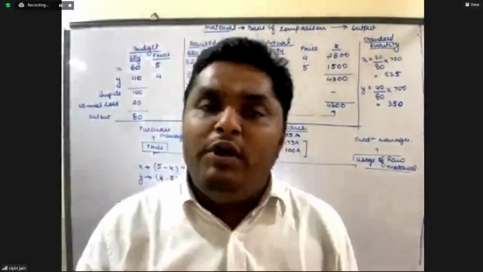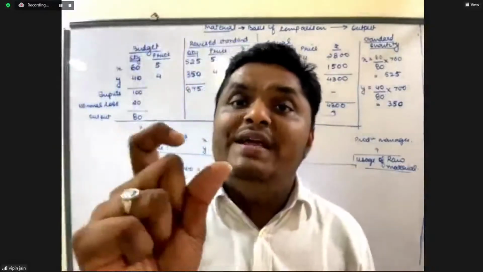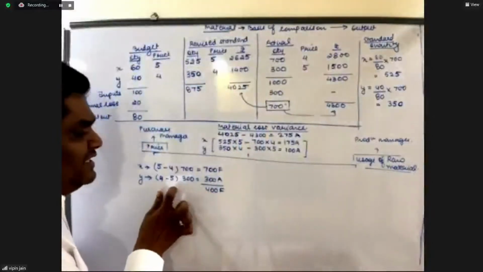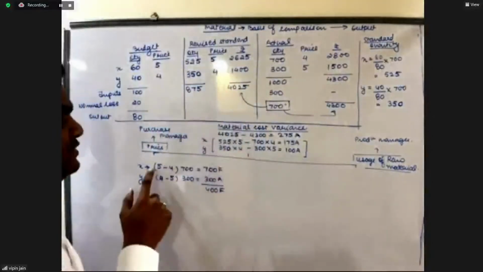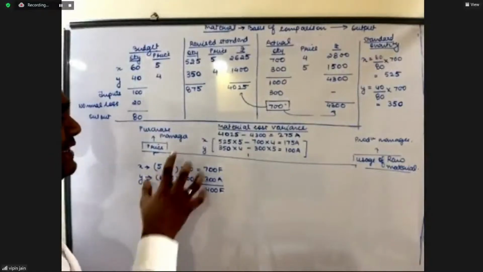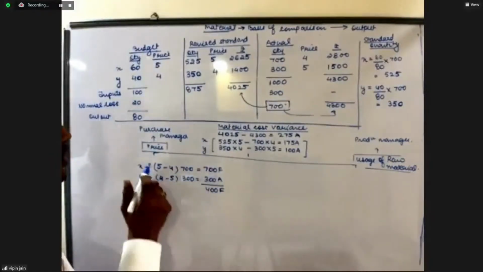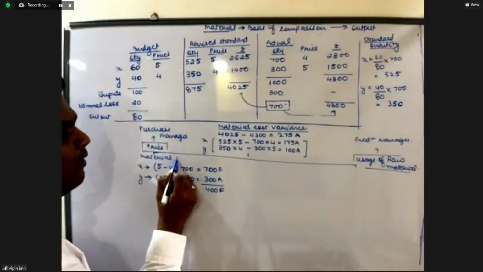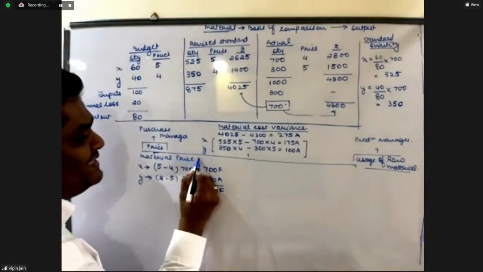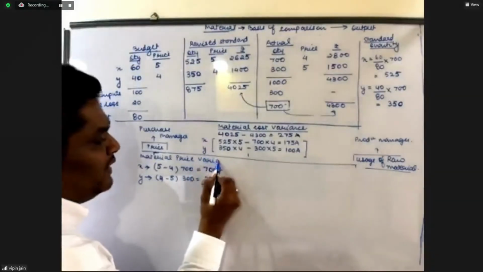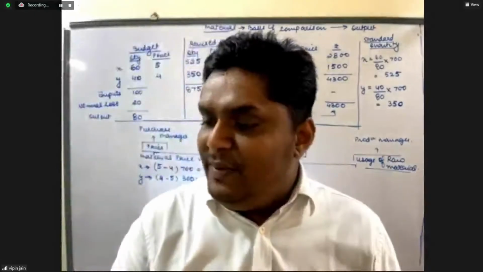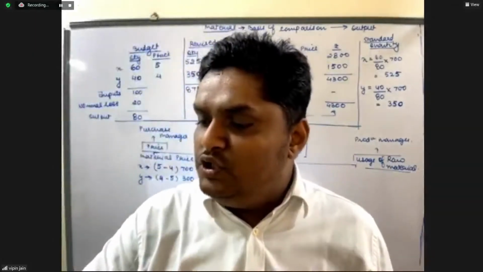So when talking about the work of the purchase manager, she is only concerned about the price. So there is a deviation in price that we are calculating in this variance. So we call it as material price variance. If you guys have any doubts in material price variance, please post your queries.